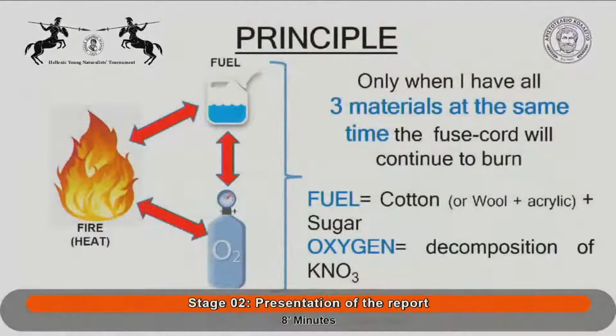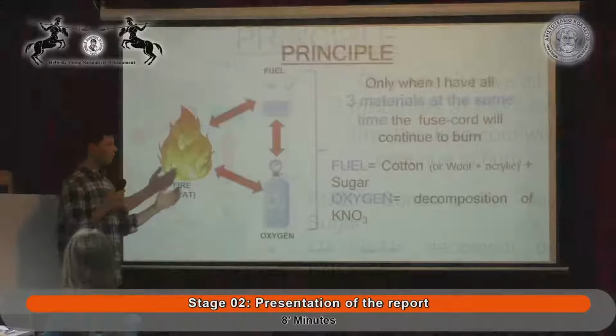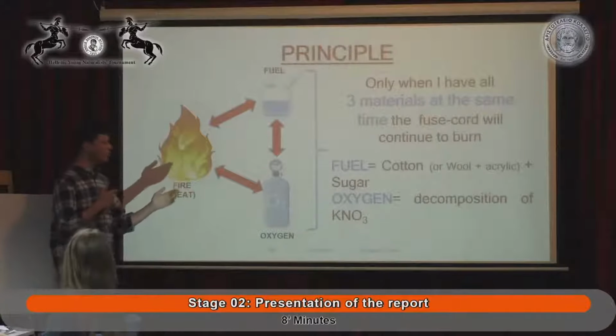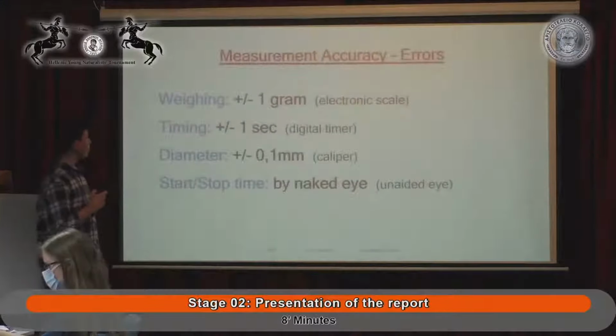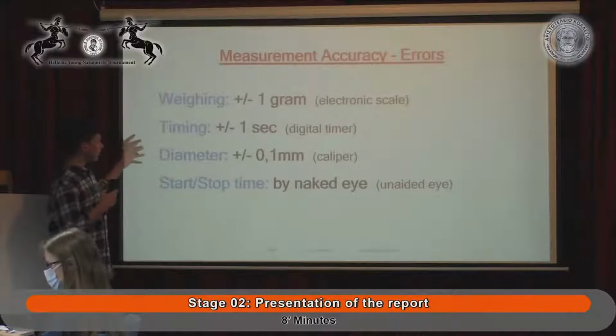So my principle: only when I have all three elements at the same time, fuel, oxygen, and heat or fire, the fuse cord will continue to burn. The fuel is cotton and sugar, and the oxygen comes from the decomposition of potassium nitrate. Here are the measurement and accuracy errors.